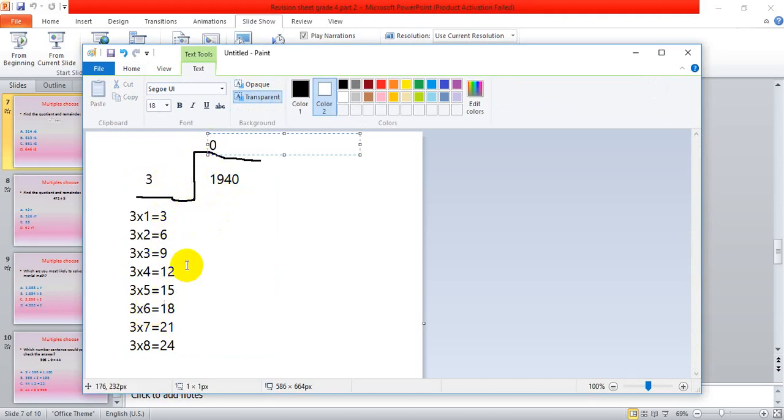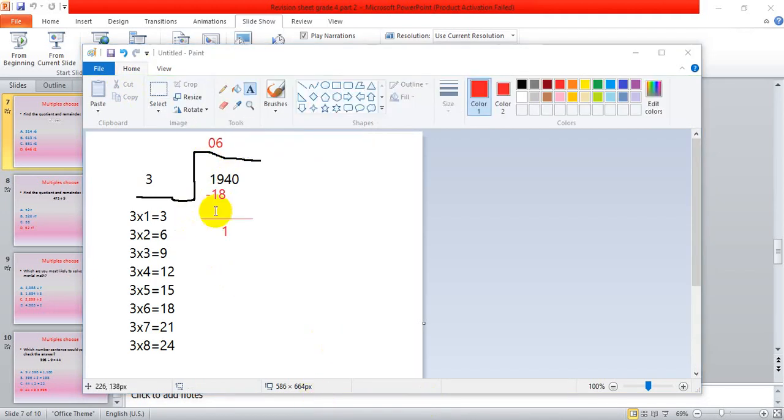Which number here? It will be 3 times 6, near 19. Just before 19, we look to table 3. Sorry, here we write 6, 3 times 6 is 18. I write up 6 and here minus 18. 19 minus 18, it will be 1. Bring down 4.